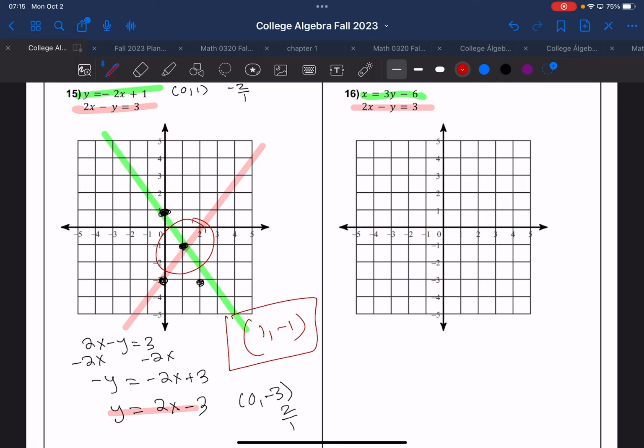On number 16, notice that the first equation has it as x equals. Our equation needs to be set up as y equals. So we're going to have to manipulate that equation to turn it into that y equals mx plus b. So I have x equals 3y minus 6. What should I do first if I want y by itself?